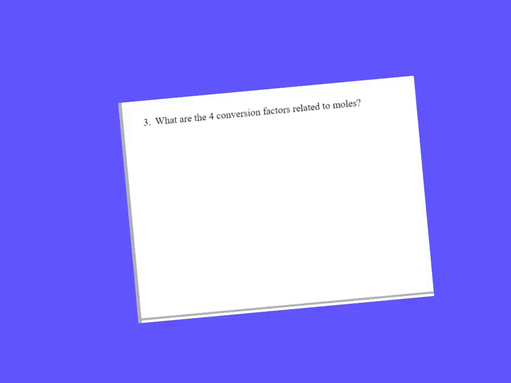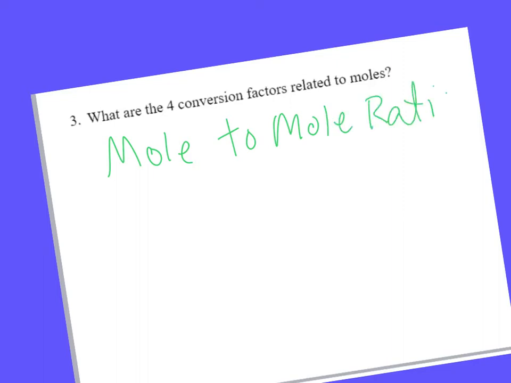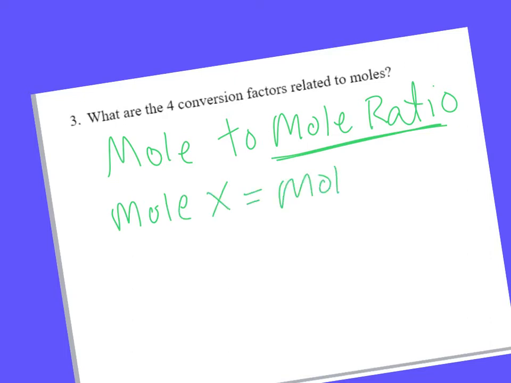Okay, I would now kill two birds with one stone and go ahead and answer what are the four conversion factors related to moles. I just went over the three from unit six on the previous slide. And of course, that fourth one is your new one called mole to mole ratio. And we will abbreviate it and sometimes just call it mole ratio. Okay, and just so you guys know, the way we kind of represent that is moles of X is equal to moles of Y, and you'll see that on the next slide.